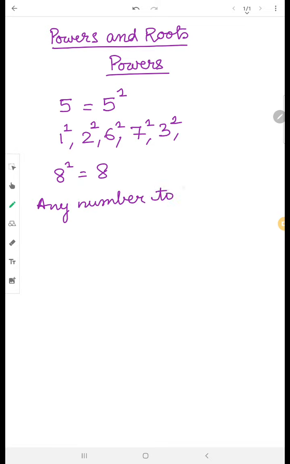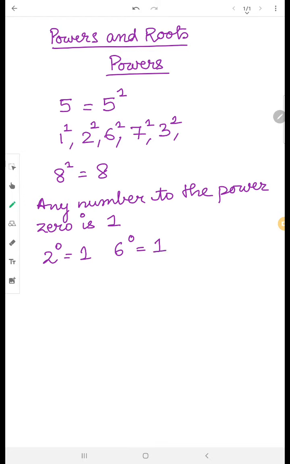Now, any number to the power 0 is 1. Suppose you have got a number 2 to the power 0. 2 has got a power 0, that means it is 1. If you have 6 to the power 0, that means 1. Any number which has got a power 0 is 1. Okay.